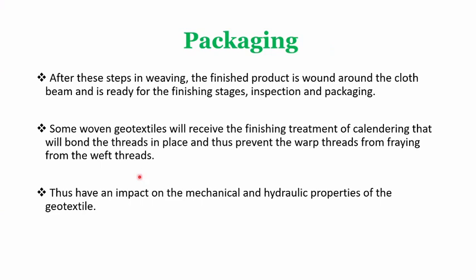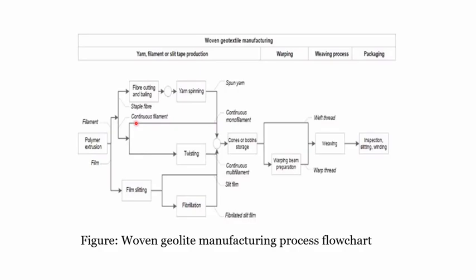Now about the last stage of the manufacturing process, which is the packaging. In this step, the finished product is wound around the cloth beam and is ready for finishing stages, inspection, and packaging. In this step, some of the woven geotextiles will receive the finishing treatment of calendering. This process will bond the threads in place, which will prevent the warp threads from fraying. So we can say that this process will have an impact on the mechanical and hydraulic properties.